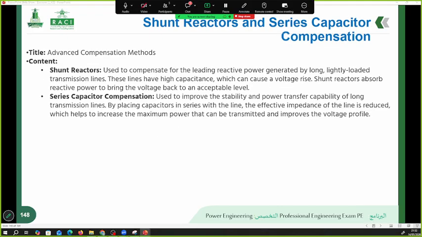All right, this slide also introduced two advantages of an important method for managing reactive power in long transmission lines: shunt reactor compensation and series capacitor compensation. These techniques are critical for maintaining voltage stability and increasing the power transfer capability of the grid.